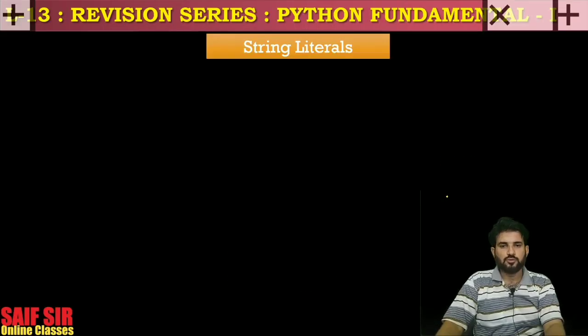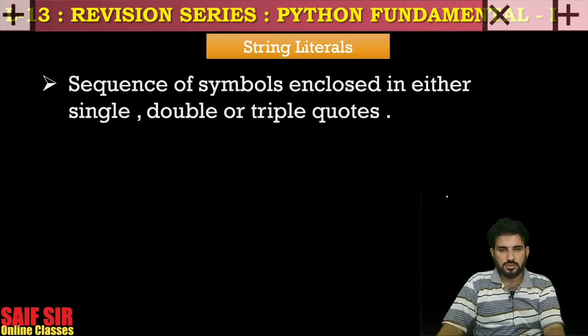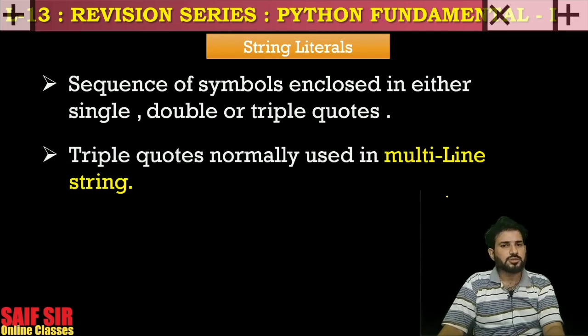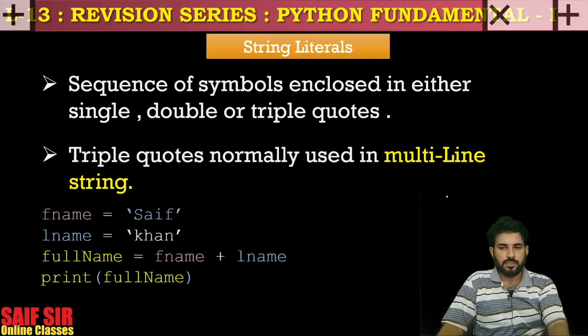Now we are going to move to the string literals. A string literal is a sequence of several characters or symbols enclosed in either single quotes, double quotes or triple quotes. Now string is also of two types, single line string and multi-line string. Single line string is just an example like this.